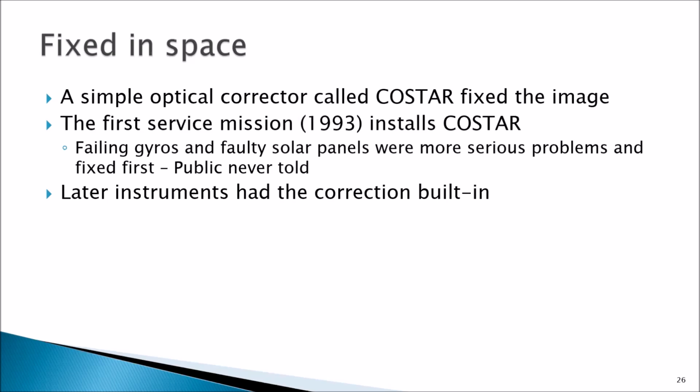Secondly, the solar panels had an issue. The telescope is going around the Earth every 97 minutes. Half the time it's in the sunlight, and half the time it's in the shadow of the Earth. And every time it transitioned, the solar panels shook the telescope. And literally no viewing could take place for several minutes after each transition. So the second thing that the astronauts had to do was to change out the solar panels.